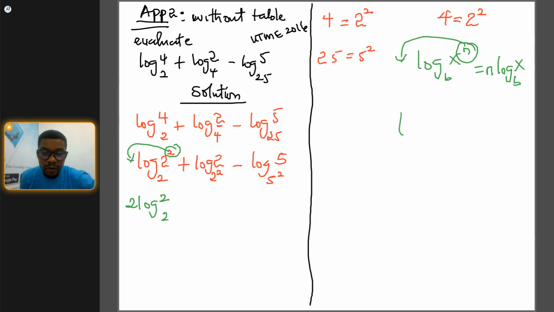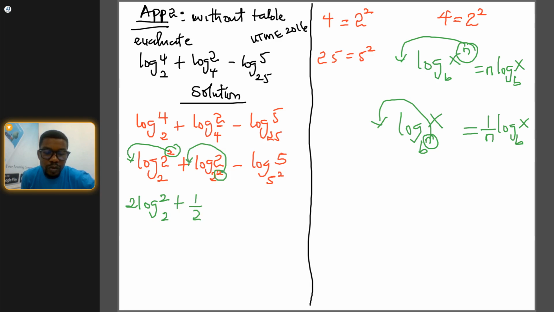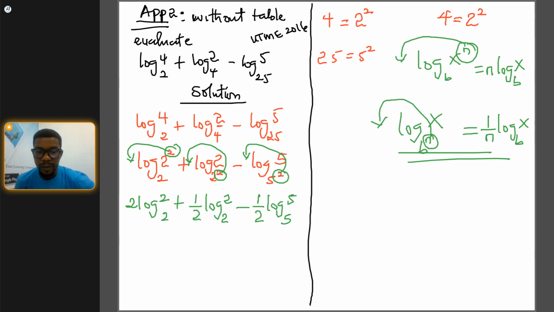What about this case? If I have log x base b raised to power n, what are you going to have? You take this power also to the front, and in this case it's not going to be n, it's going to be 1 over n log x base b. So if I take these 2 to the front of the log, I will have 1 over 2 log 2 base 2. Minus, the same thing applies to this also. If I take this to the front of the log, following this rule, I will have minus 1 over 2 log 5 base 5. I believe that is clear.